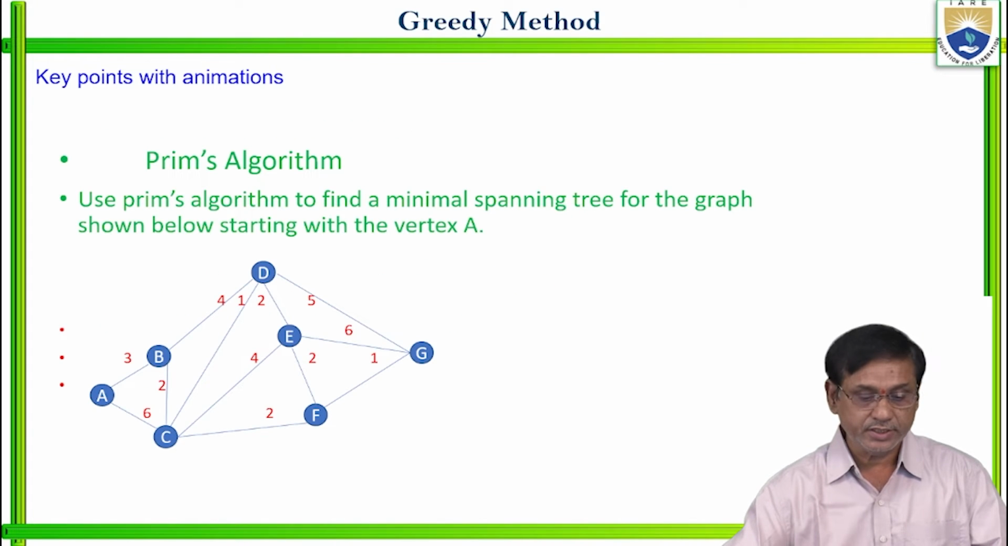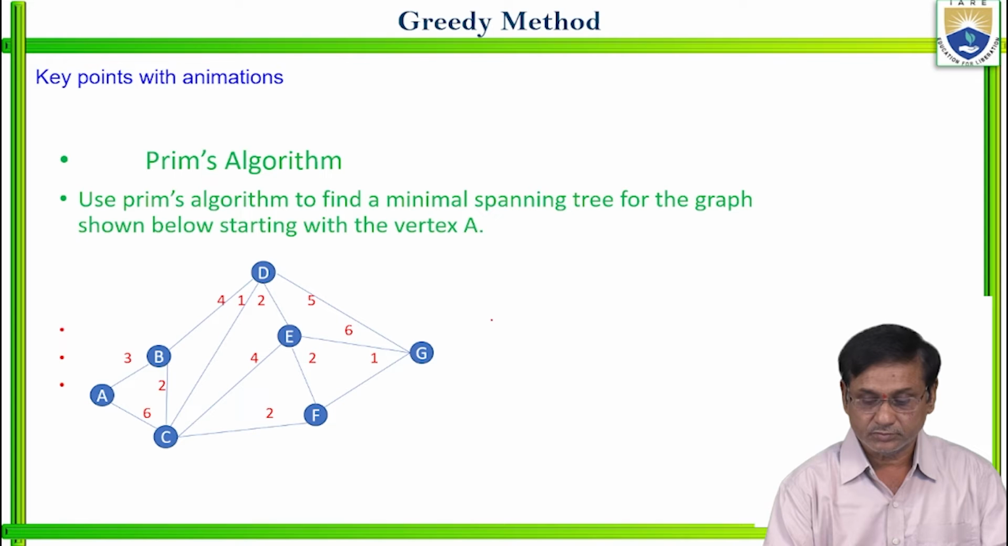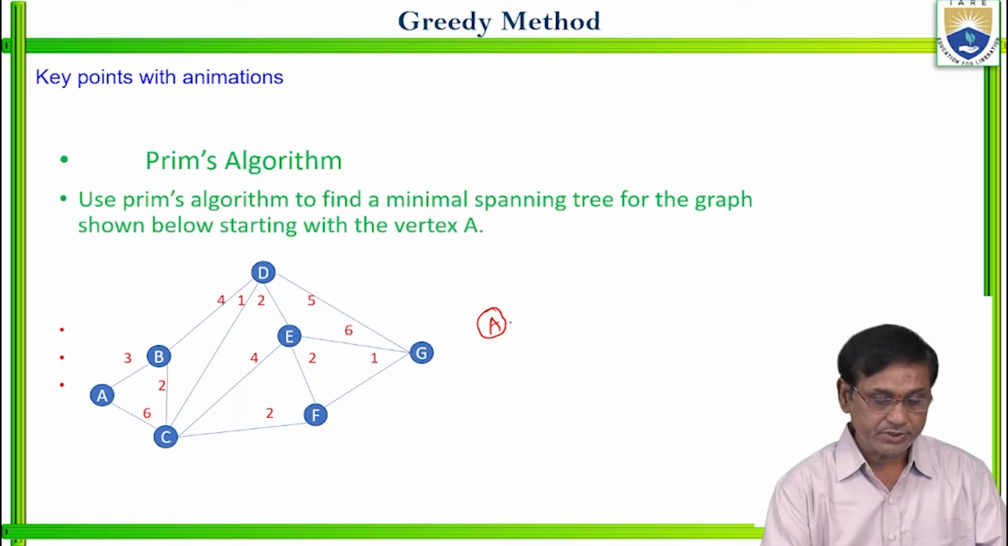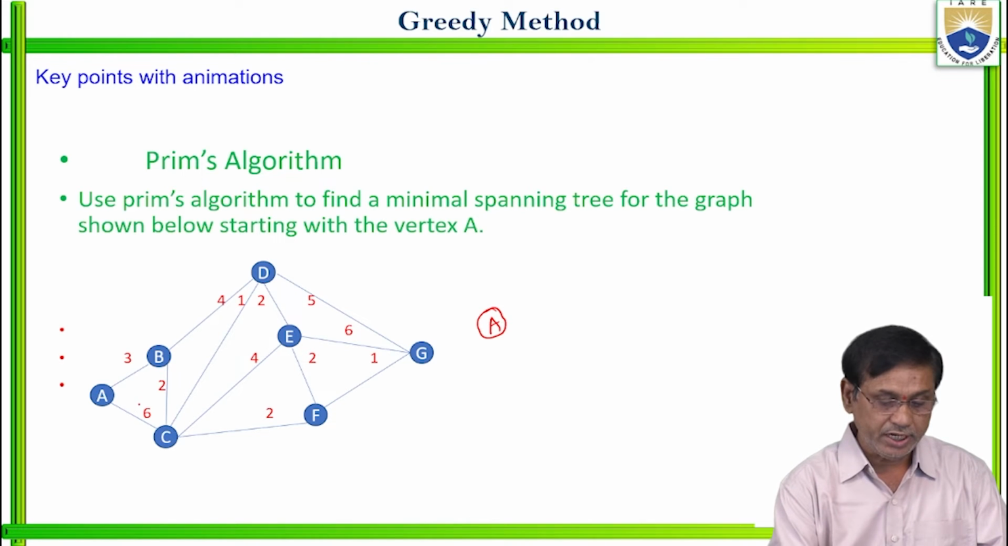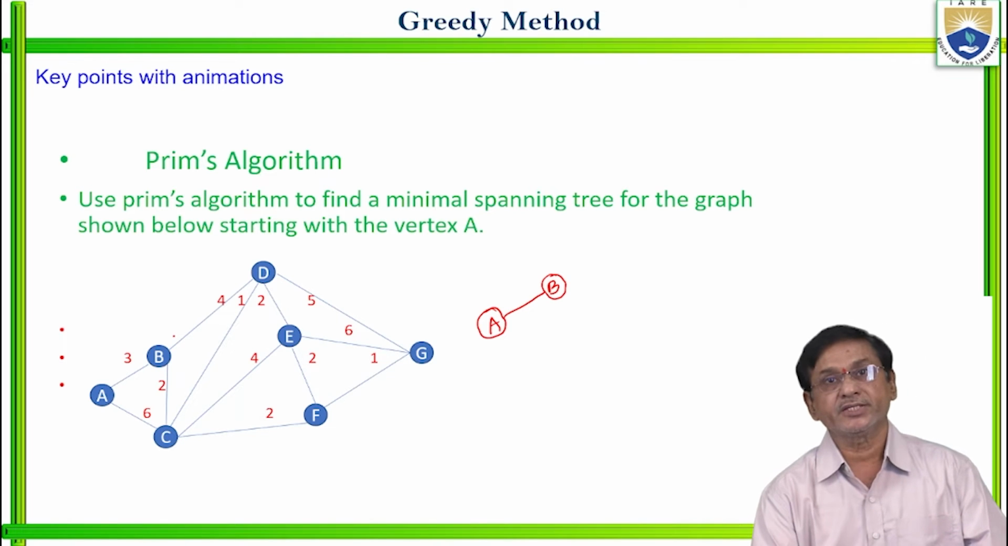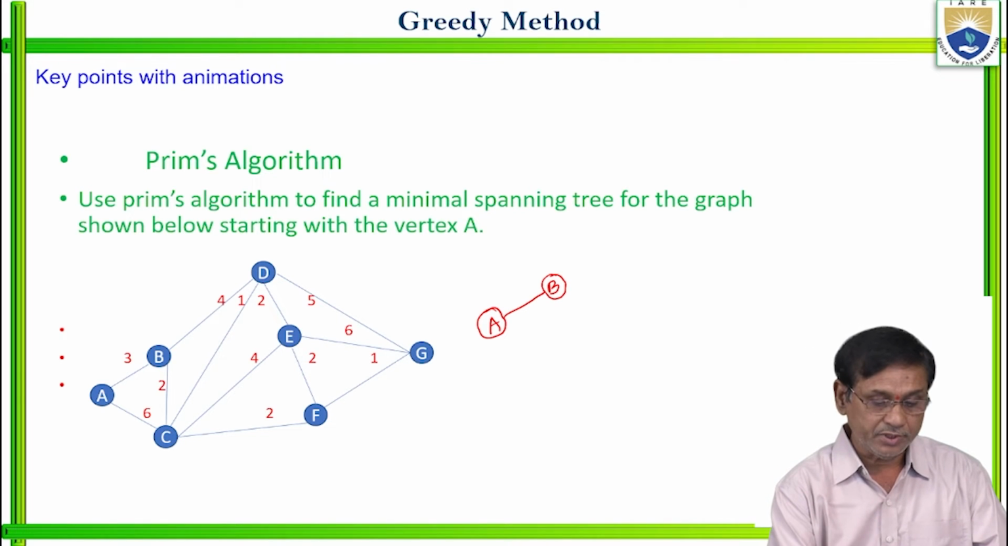So vertex A is the starting vertex. Now select a vertex nearer to A. That means A to B is 3, A to C is 6, so that B is nearest. So select B. The distance is 3. Now select a vertex nearest to either A or B or C.